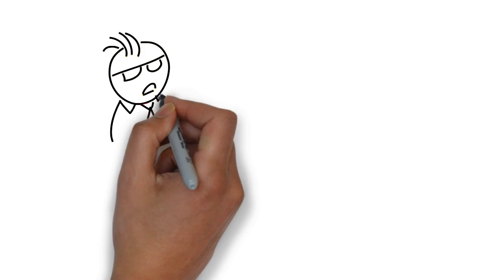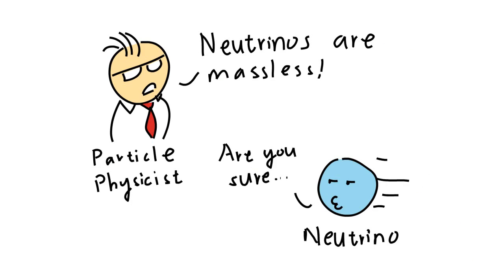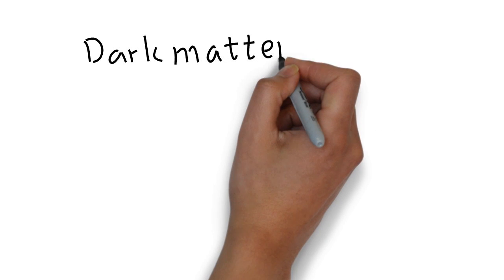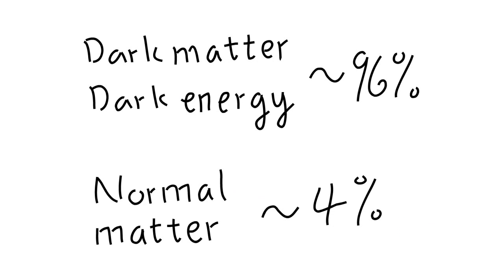Another problem is the mass of neutrino. A neutrino is predicted to be massless in quantum field theory, however, it was found that a neutrino does possess a non-zero mass. Dark matter and dark energy are also not explained in the standard model. 96% of our universe is believed to constitute of dark matter and dark energy, while normal matter only constitutes 4%.